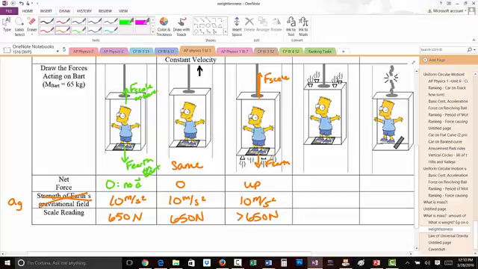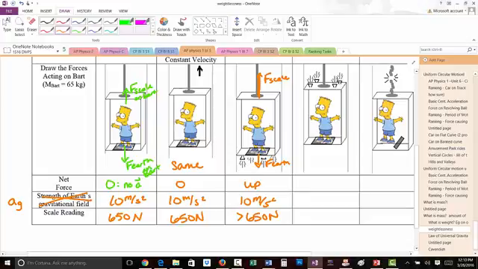Did he gain weight? Did he eat a bunch of donuts right as he was... No, he didn't, right? But he's accelerating upwards, and so it appears as though he has increased his weight, even though his weight is exactly the same, his mass is exactly the same. Yeah? Less than. Greater than 650? Oh, sorry. Yeah. So the scale reads greater than 650.